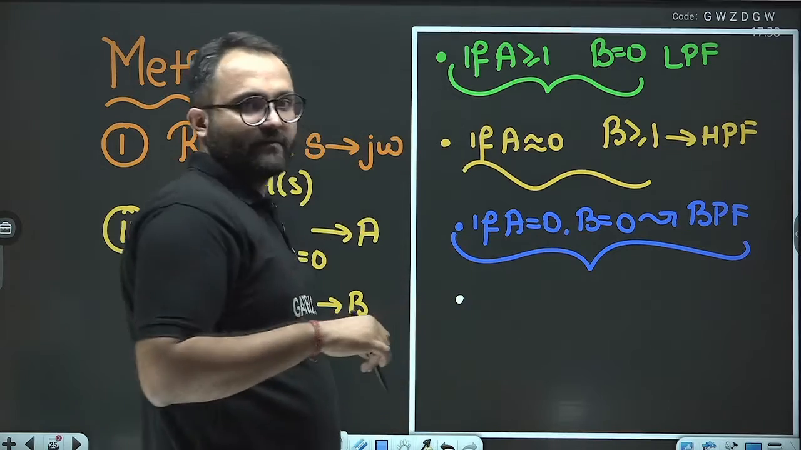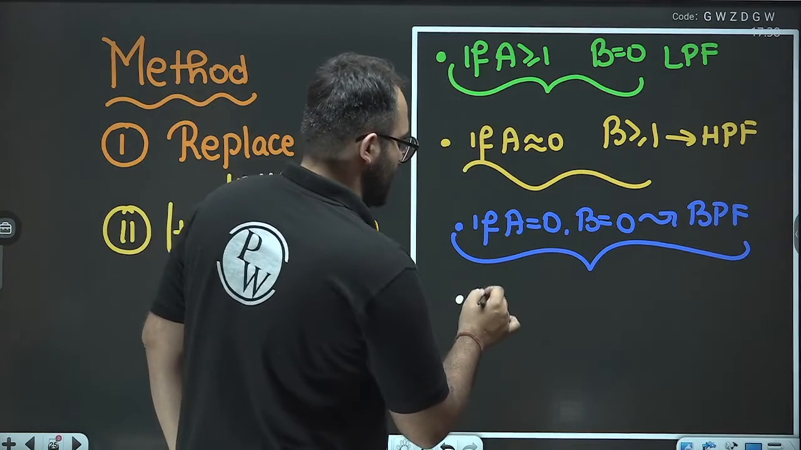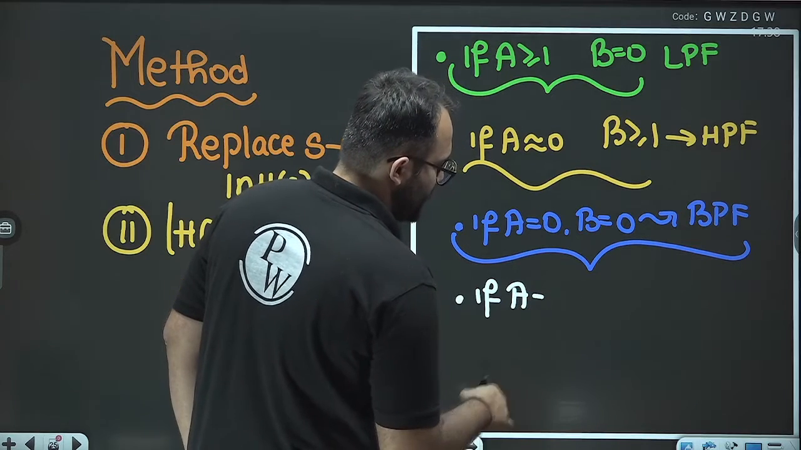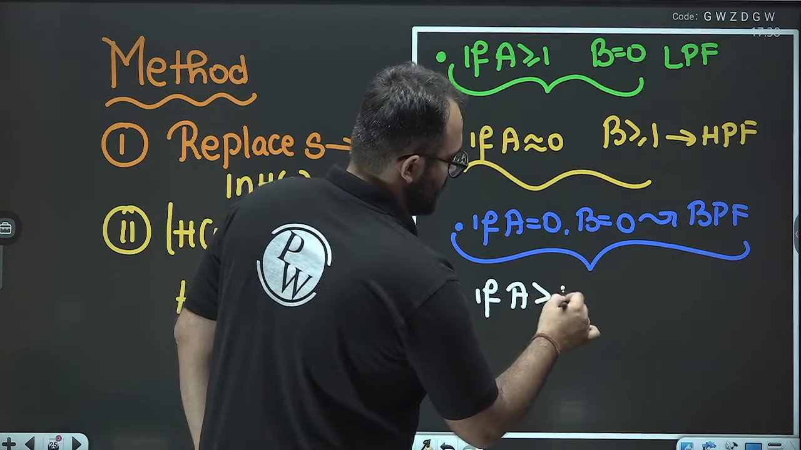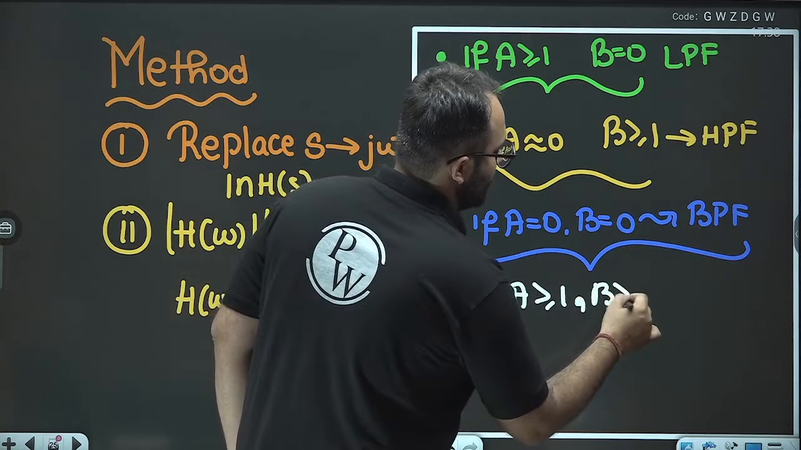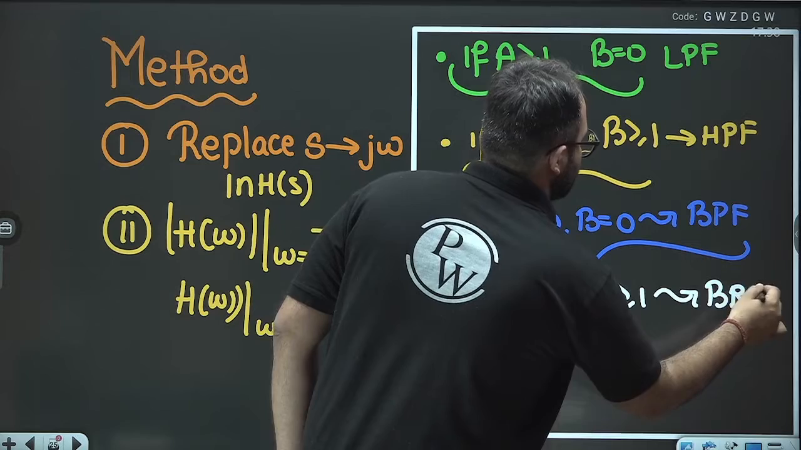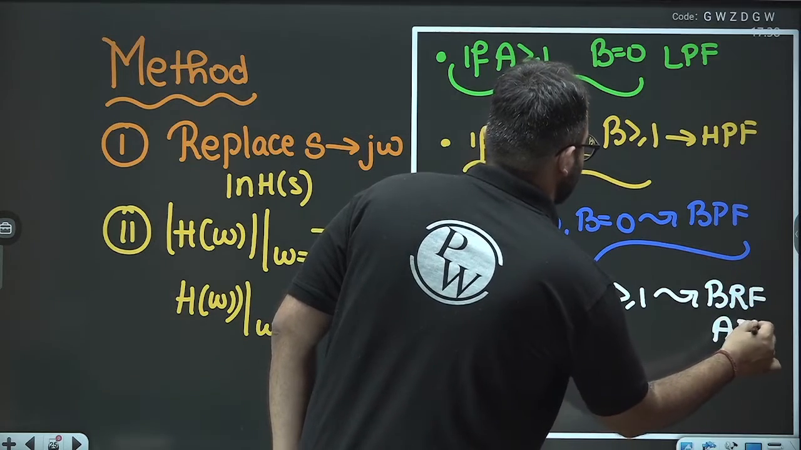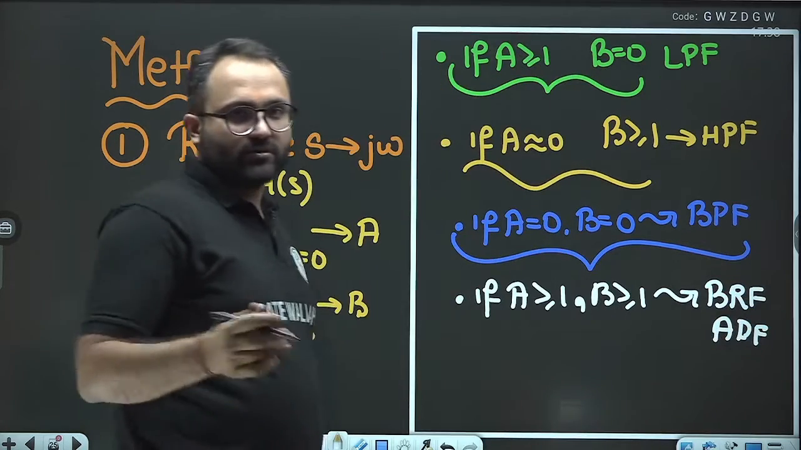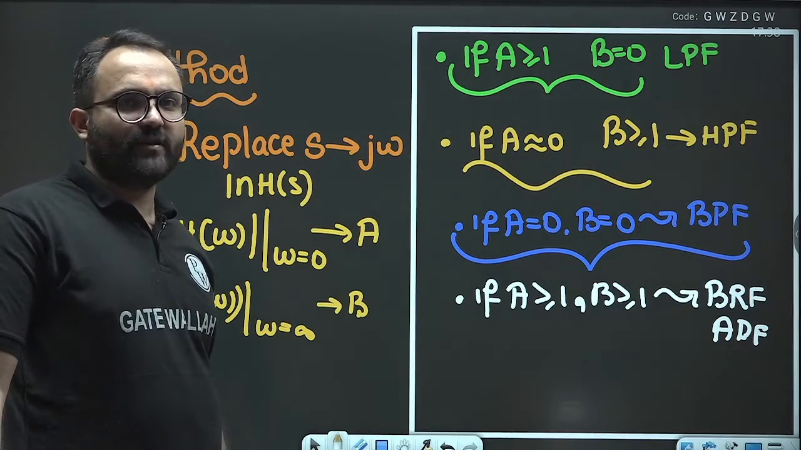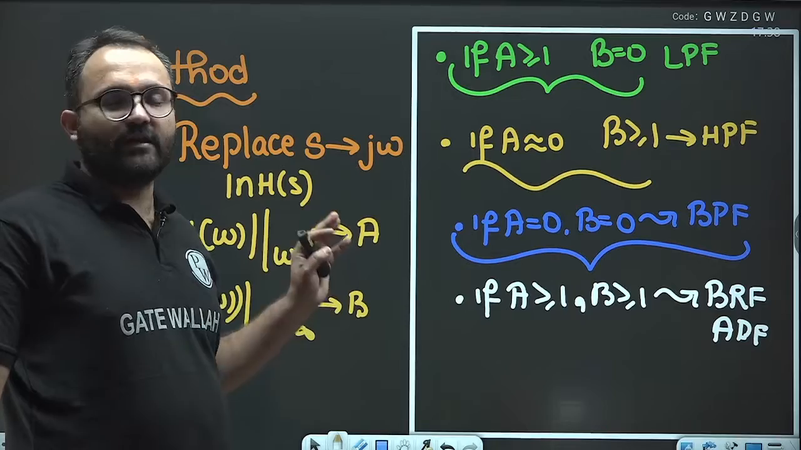Then it is a band pass filter. Now, if A is non-zero or A is greater than or equal to 1, and B is also greater than or equal to 1, then it is a band reject filter or all pass filter. So it can be both band reject filter or all pass filter. We have to see the property of all pass filter to finally determine this kind of cases.